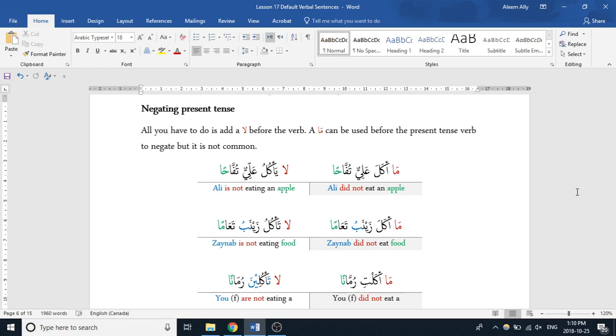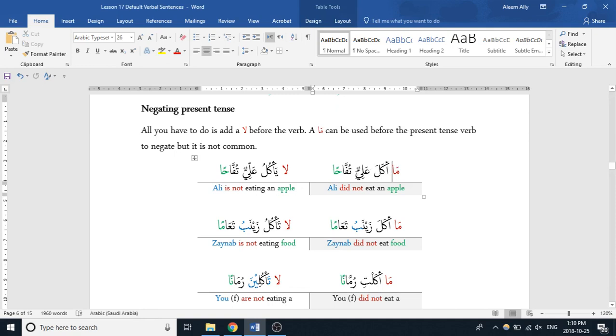Right? That's it. One thing to keep in mind is that a meme with an alif can be used before the present tense verb to negate it, but it's not really common. So many people don't do that. It's not necessarily a recommended practice. It's an acceptable practice, but it's not recommended. That's just something to keep in mind. So let's take a look at some examples.